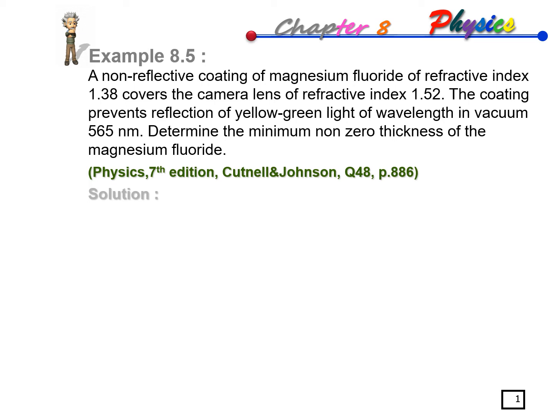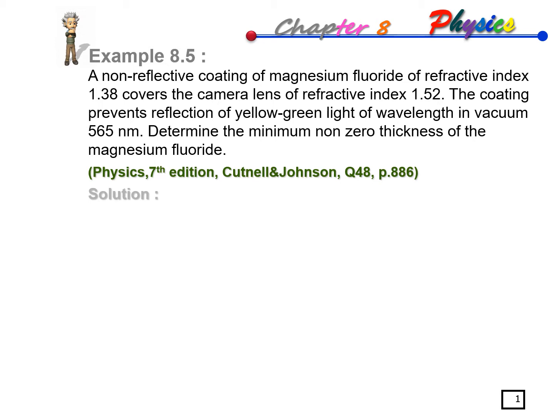So for today I will discuss example 8.5. This one will involve interference due to thin films. As we discuss the example, I will explain a bit regarding the principle on how we apply it to solve the problem.